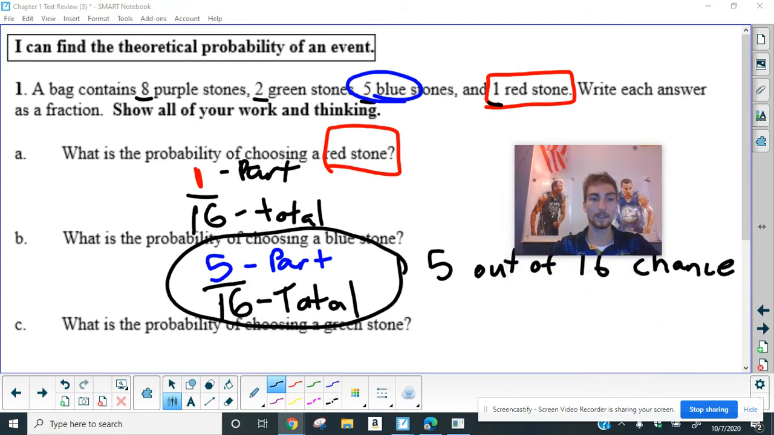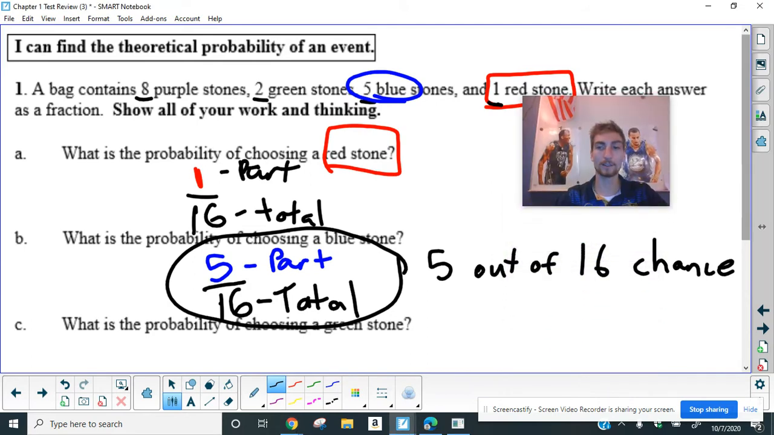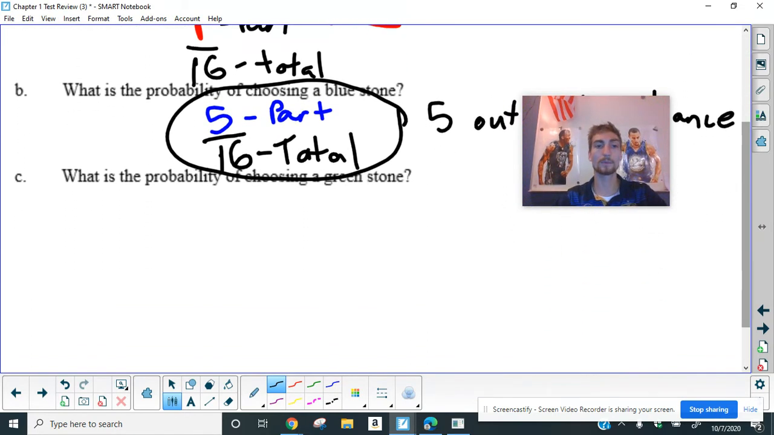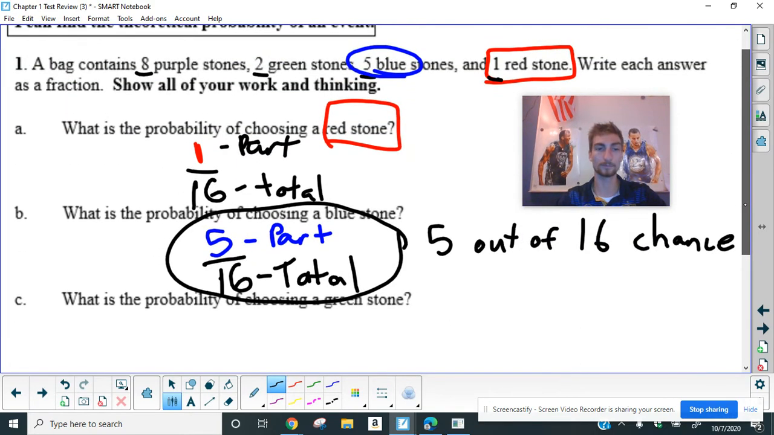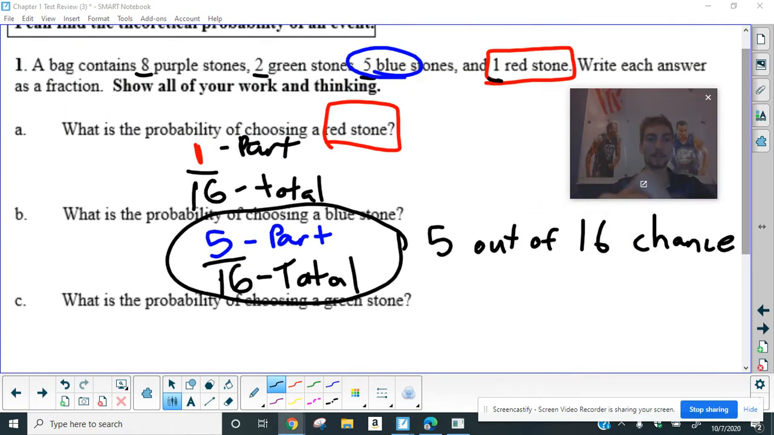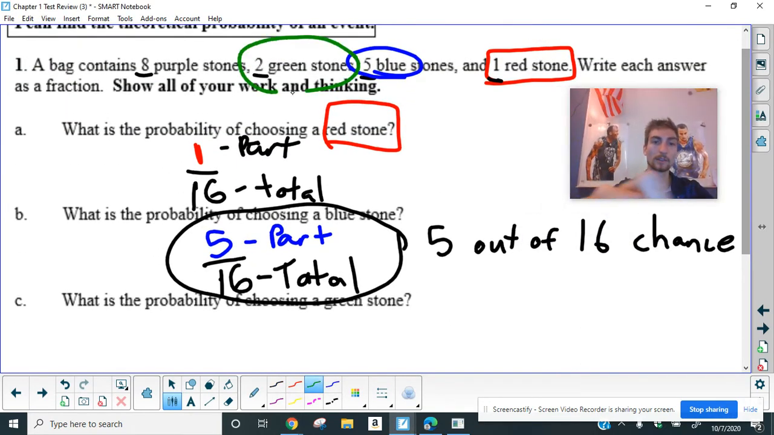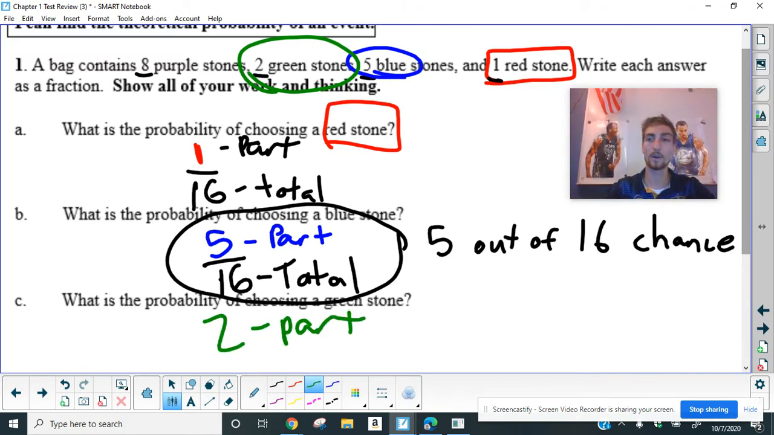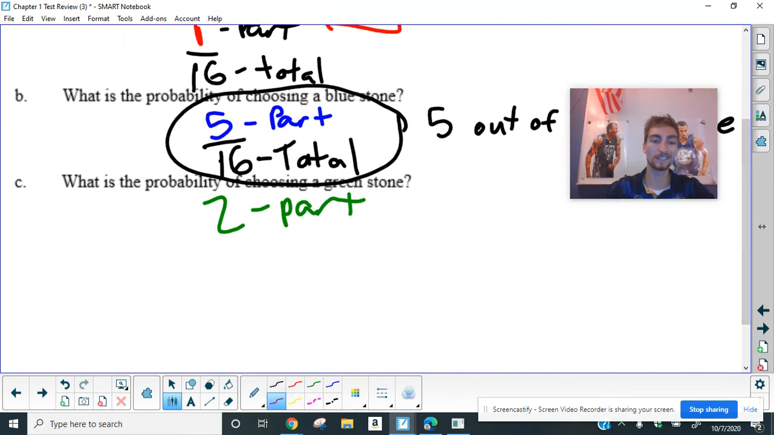All right, now we're looking at the final problem. What is the probability of choosing a green stone? So now I'm going to use my green marker and circle how many green stones there are. Well, there's 2, and that's my part over my total, which again is 16.